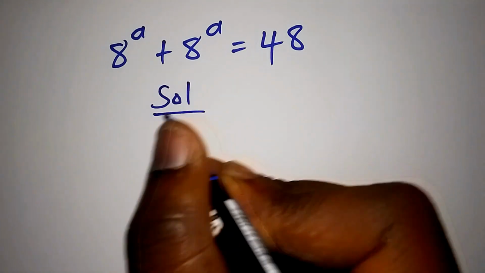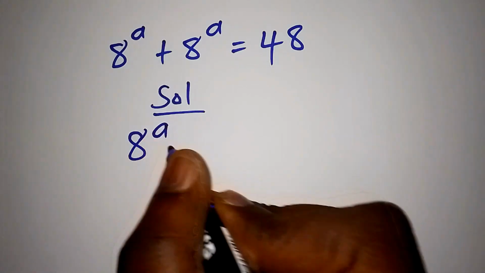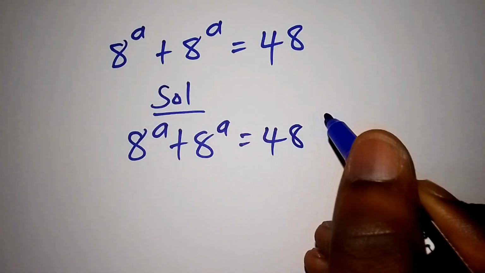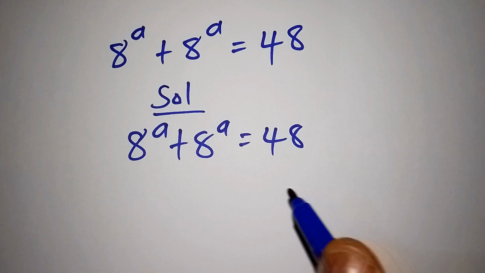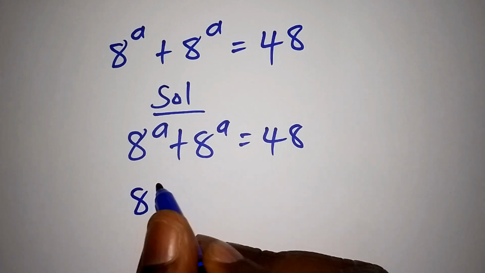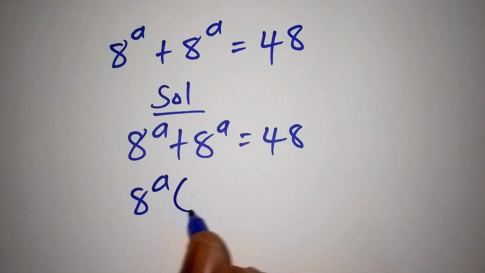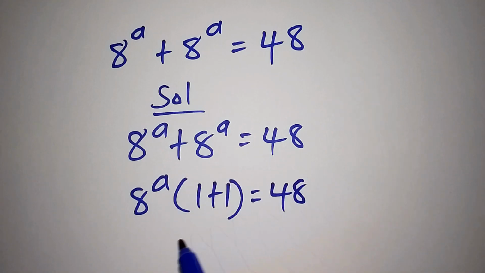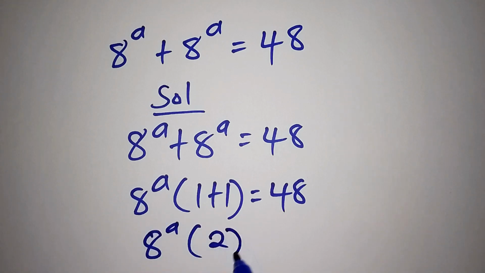In our solution, we have 8 to the power of a plus 8 to the power of a equals 48. The first thing we need to do is factorize 8 to the power of a plus 8 to the power of a. So we shall have 8 to the power of a into bracket 1 plus 1 equals 48. So 8 to the power of a into bracket, 1 plus 1 is 2, equals 48.